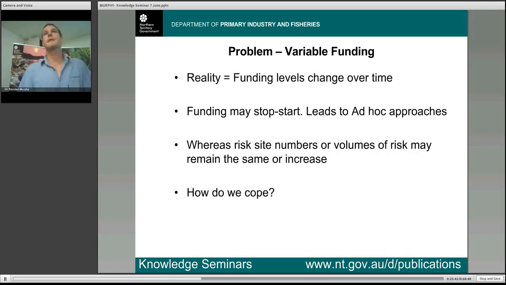So the reality is funding changes over time. Funding may stop-start, and this leads to ad hoc approaches, whereas the number of risk sites that we may be dealing with can actually increase over time, and we've seen that with globalisation. The number of tourists, people coming in, the number of risk goods coming in, that actually increases, whereas our funding may stay the same. So how do we cope with this?